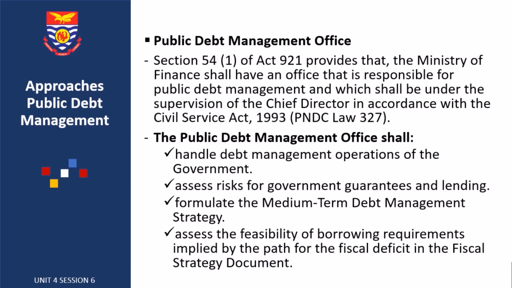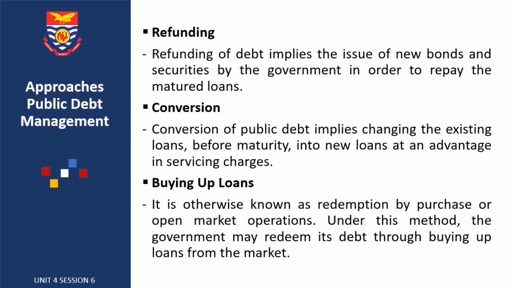So that particular organization ensures that our debt system is within control, right? So that's what that particular office does. The office shall handle debt management operations of the government. They shall assess risks for government guarantees and lending, formulate the medium-term debt management strategy, and assess the feasibility of borrowing. So these are the objectives of this particular office as per Act 921, the Public Financial Management Act 2016.